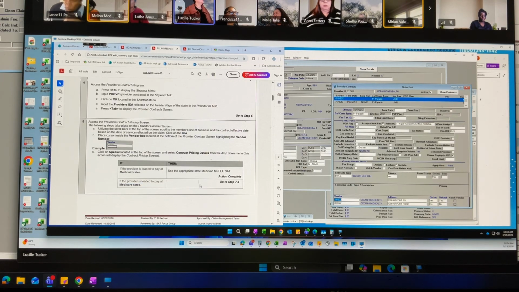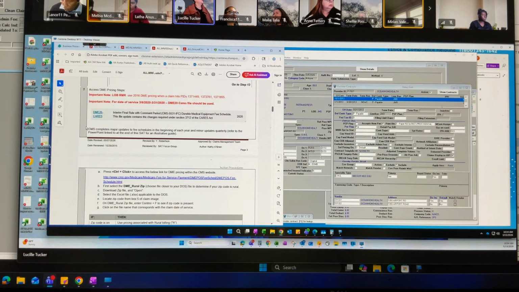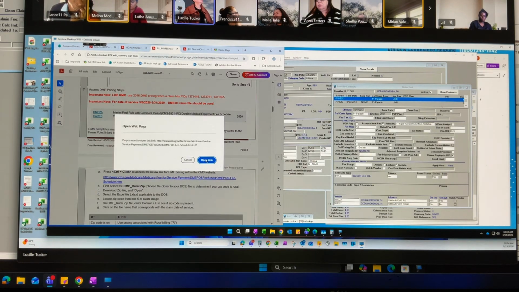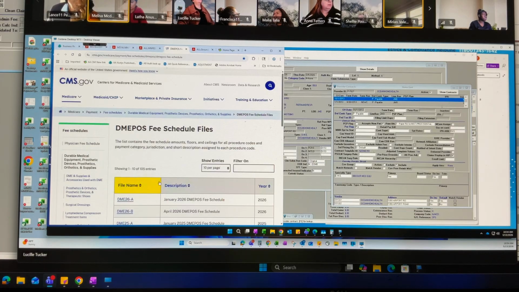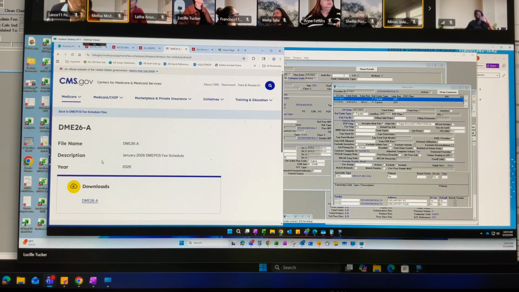So I'm going to go to step 7. So step 7 is where we review our zip code and open our fee schedule. So I'm going to go ahead and open that link. I'm going to pull in the first quarter, not the second, because my data service is March. I'm going to open the January 2026 price schedule.